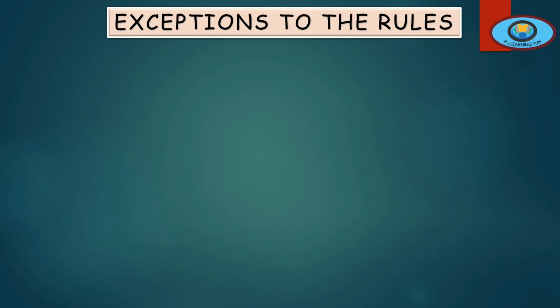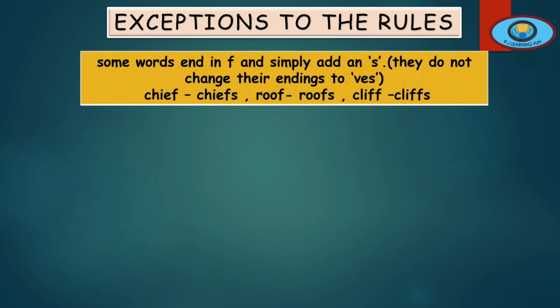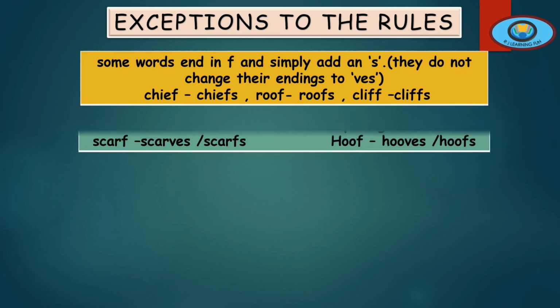Dear friends, till now you have learned 10 plural noun spelling rules. Now here are some exceptions to those rules that you also need to know. The first one is an exception to rule number 5. Some words end in F, but they simply add an S. They do not change their endings to VES. These words are chief, chiefs; roof, roofs; cliff, cliffs.